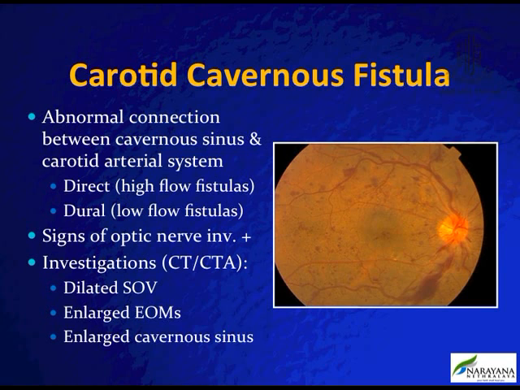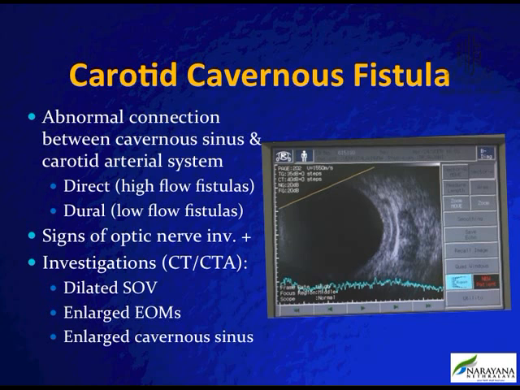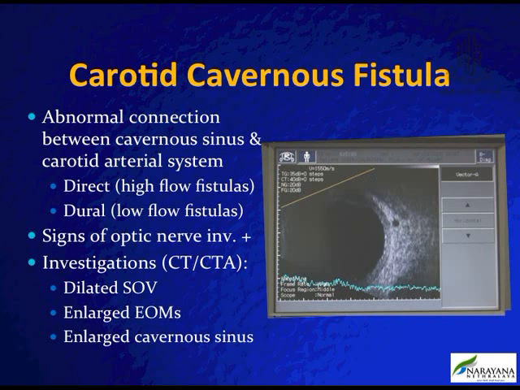Patients also present where there is an abnormal connection between the cavernous sinus and the carotid arterial system, which could be either direct or dural. In case of dural, they are basically low flow fistulas, and what you find is basically proptosis, dilated conjunctival and episcleral vessels, and classically dilated muscles, which you can pick up on B scan or on a CT scan. What you're seeing is the dilated superior orbital vein, and these are what you have to look for.